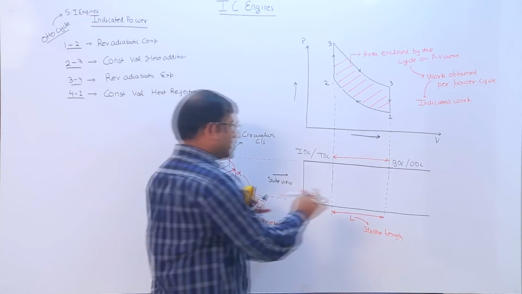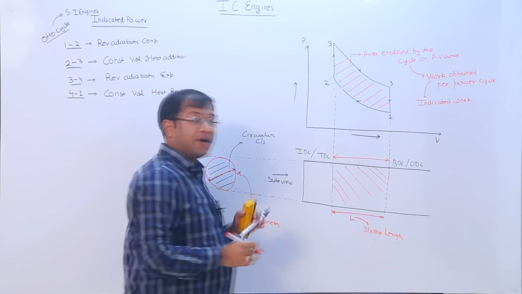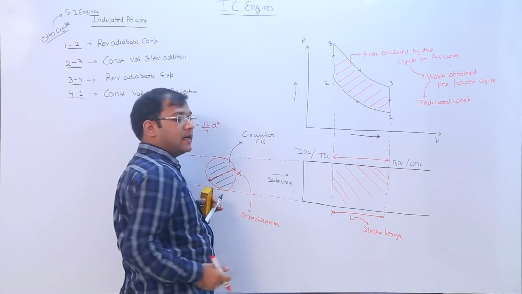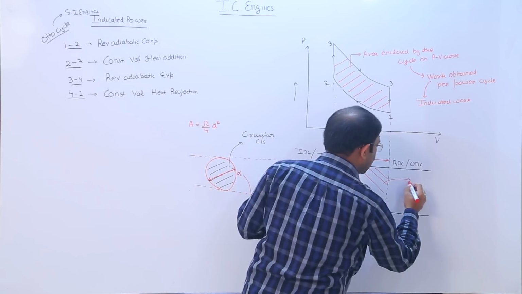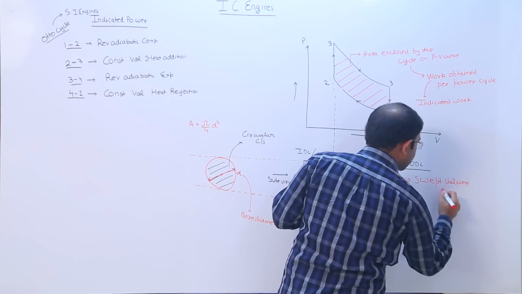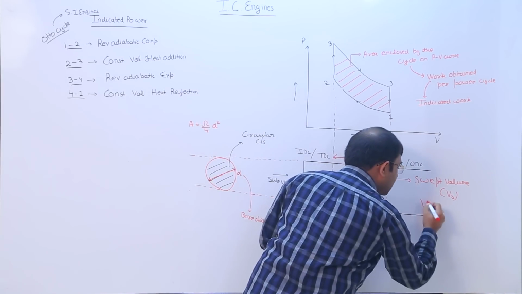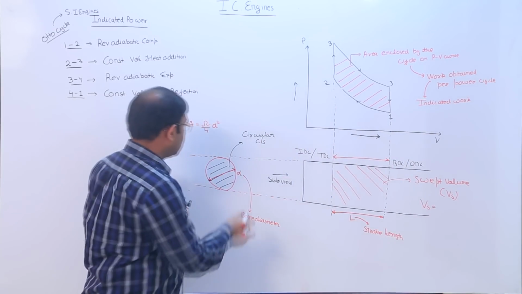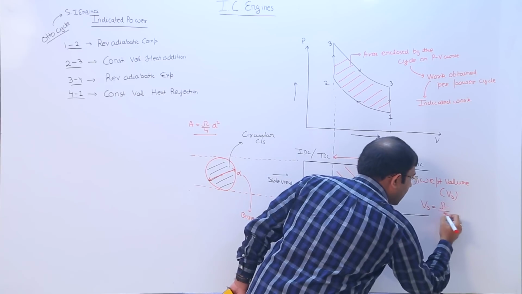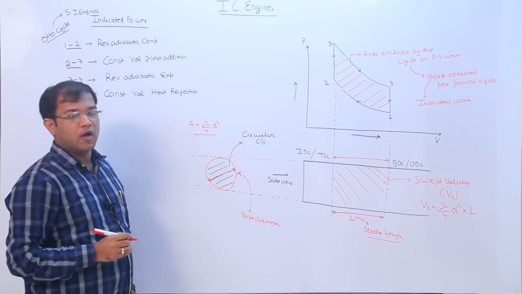And see, this region is nothing but the volume swept when the piston is moving from bottom dead center to top dead center. So this region is also known as your swept volume, represented by Vs. And what is the formula of this Vs? Vs is equals to this area into stroke length L. So pi by 4 d square into length L. This becomes the swept volume. Fine.